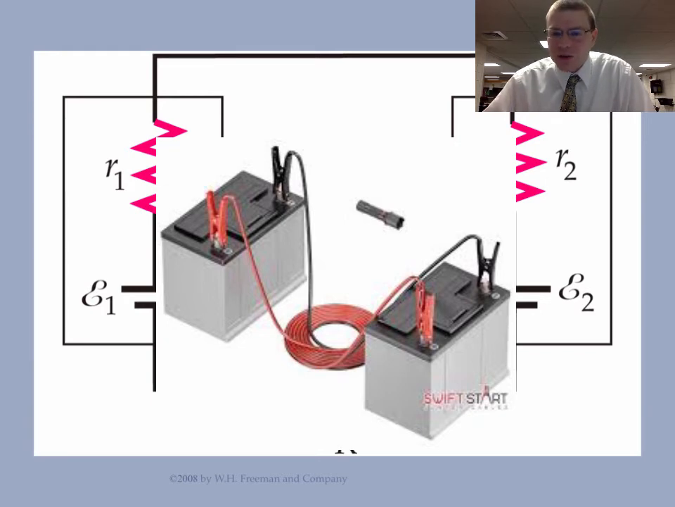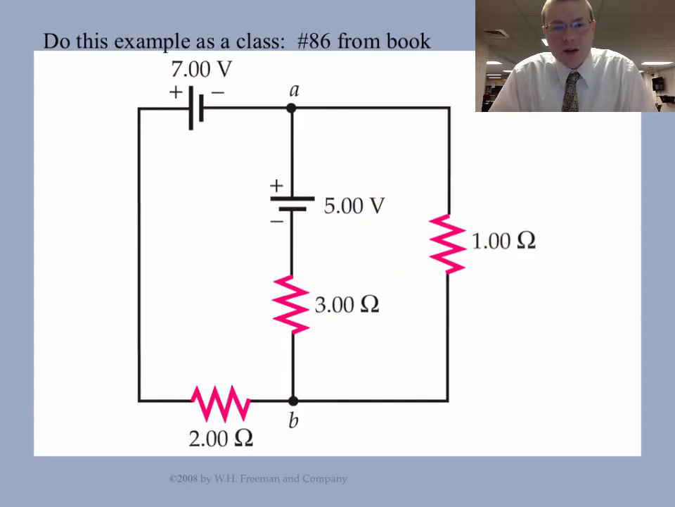As long as red touches red and black touches black, you'll recharge your battery and you'll be just fine. Two batteries in this setup, and you can see there's multiple paths for our charge to go. We've got 3 different resistors and 2 different batteries. We're going to have to apply the junction rule and the loop rule for both.